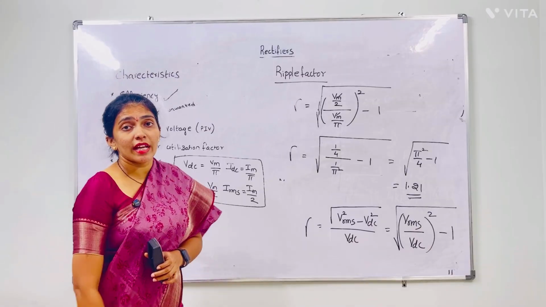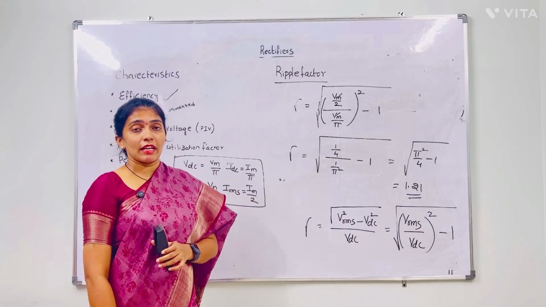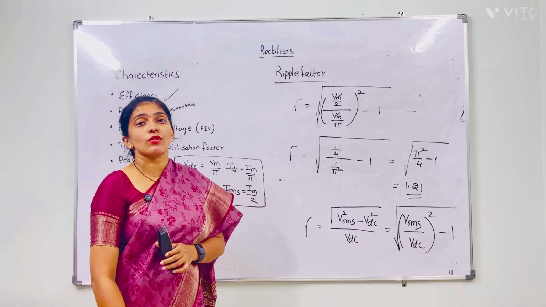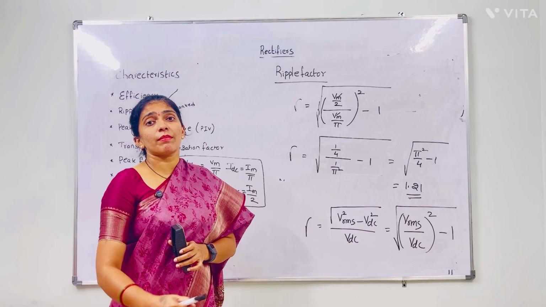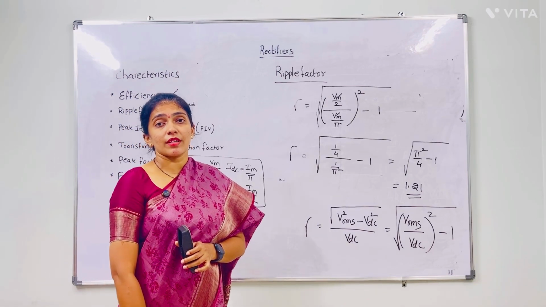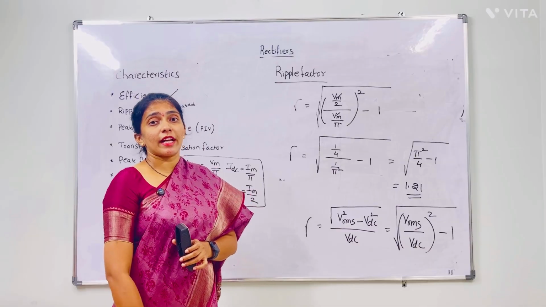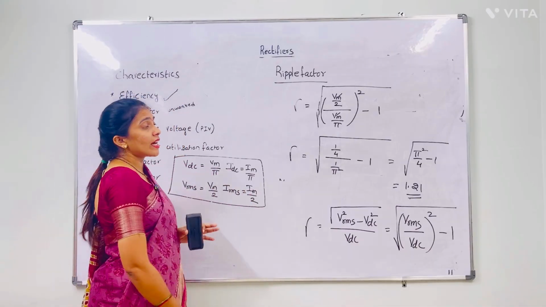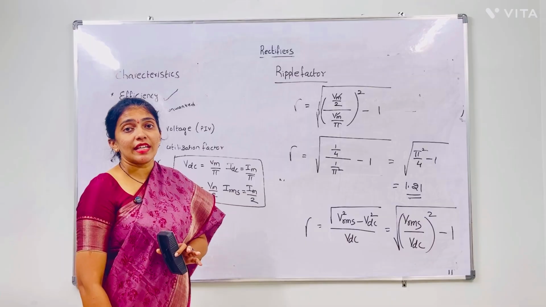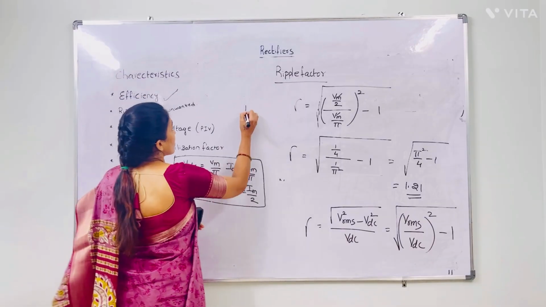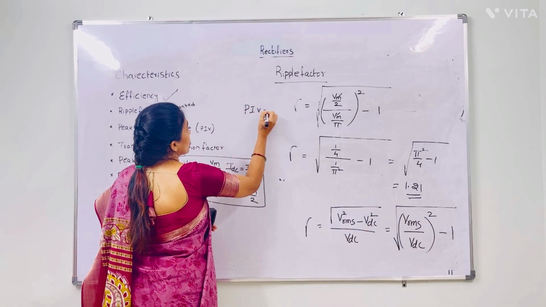The next term is peak inverse voltage. What is meant by peak inverse voltage? It is the maximum reverse voltage before the breakdown voltage. Actually we are giving the voltage as Vm, so the peak inverse voltage value is PIV equals Vm.